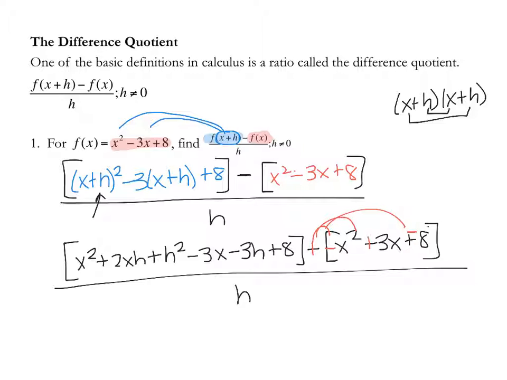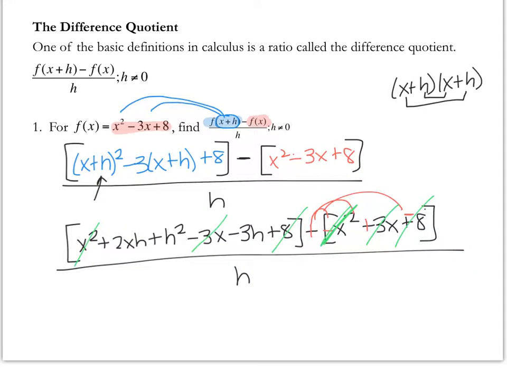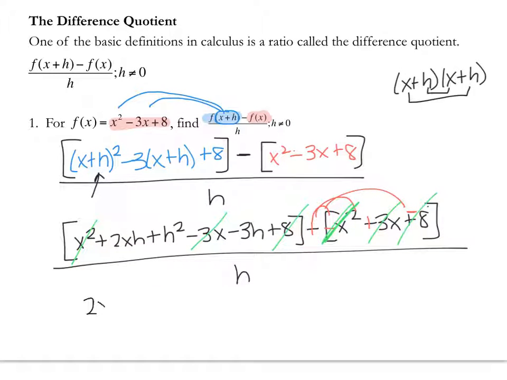You should see things in this last group here that cancel with something in the first group. So if I look at it, this negative x squared cancels with that x squared. The positive 3x cancels with the negative 3x, and the negative 8 now cancels with the positive 8. The end group should cancel out every time. We're going to write down what's left. We have 2xh plus h squared minus 3h all over h still.